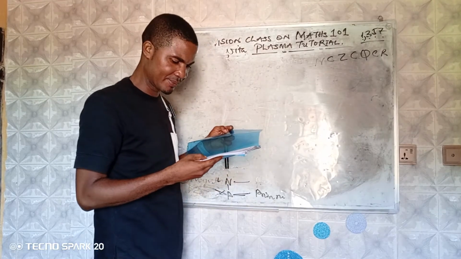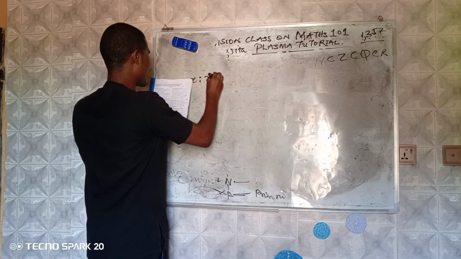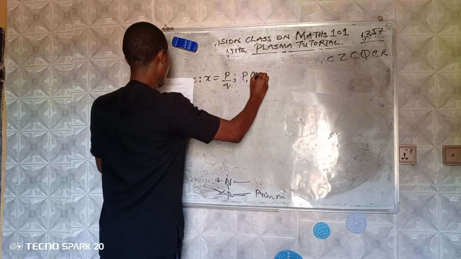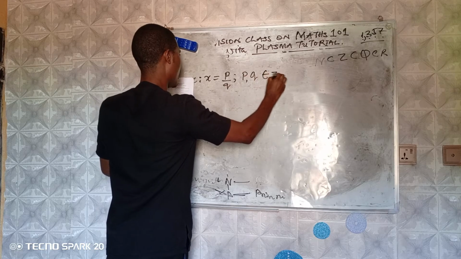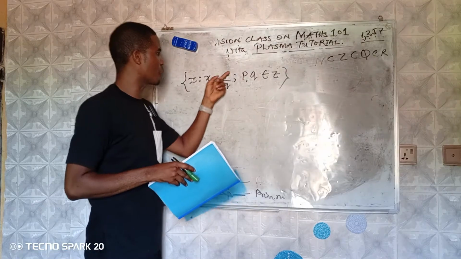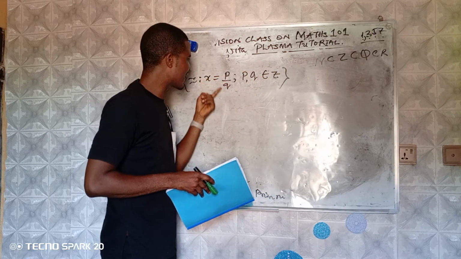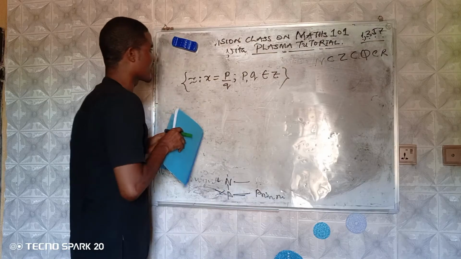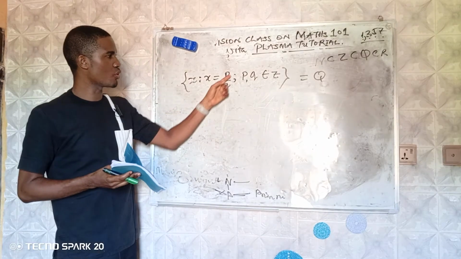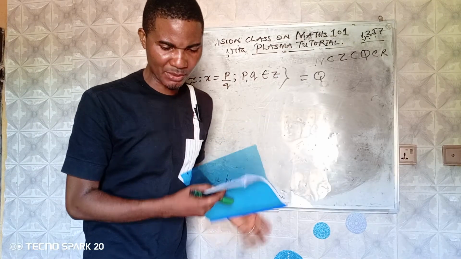Let me see if there's another question there. Another question will say, the set of X such that X is equal to P over Q, where P, Q are elements of Z. What is this? Remember that Z is the set of integers. That means P is an integer, Q is an integer. Then P over Q will give us a rational number, the ratio of two integers. I think that is it from the plasma tutorial mock exam.